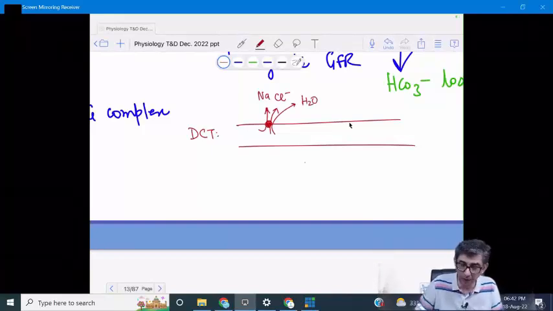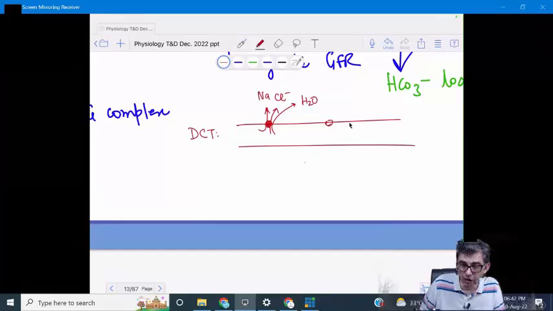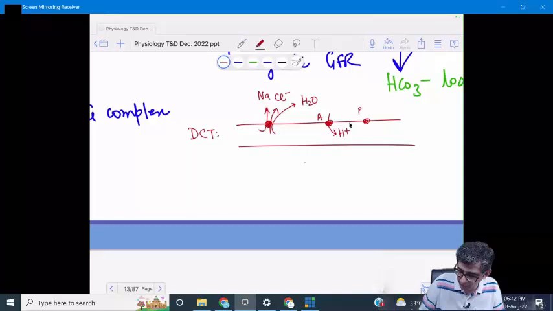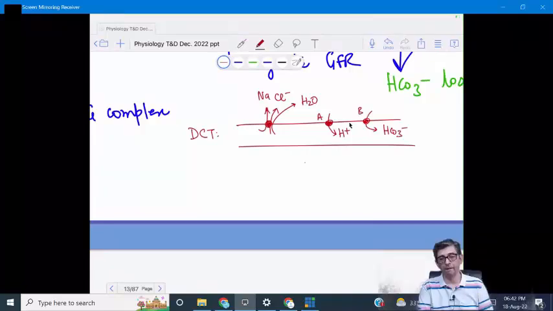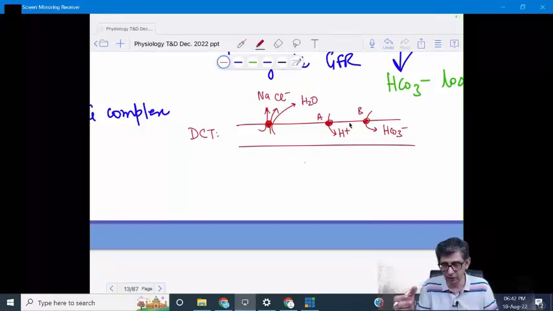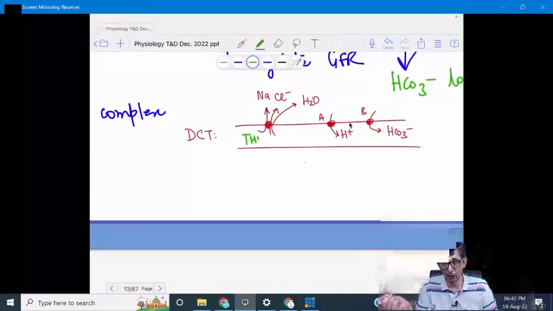Apart from this, you have what I'm writing as type A intercalated cells. This is responsible for the ability to lose hydrogen. And then we have beta intercalated cells which are capable of loss of bicarbonate. Depending on whether there are more protons, they would come into function, otherwise they would not. So in the distal convoluted tubule, this is where thiazides would come into the picture.